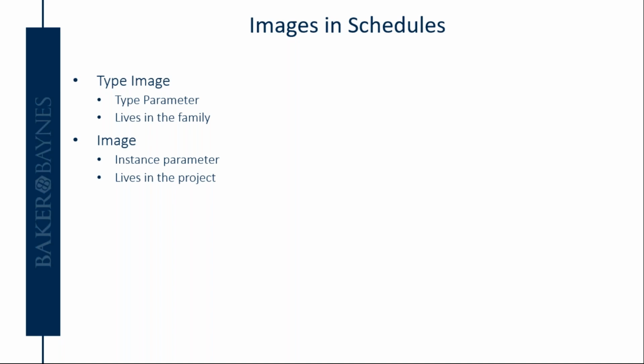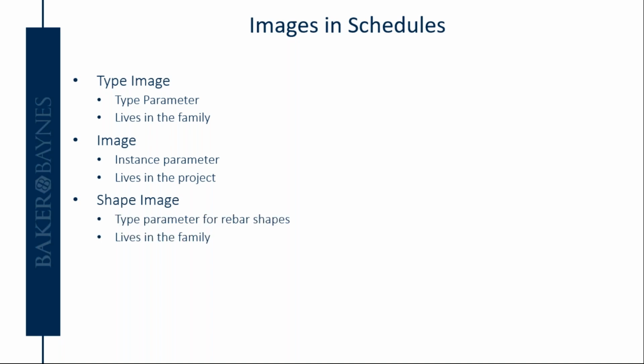So I think what's important to know is that if you use the type image, the one that lives inside the family, that will increase the size of your family, but it also will require less work, because when you add an image as an instance parameter, that means that you need to add an image for each and every single element that you have in your model. So it really depends on which elements need images, but important to note is that one lives inside the family and one lives inside the project.